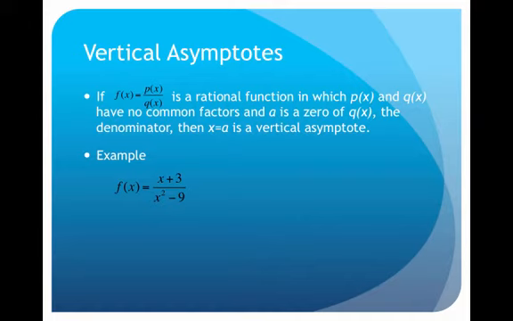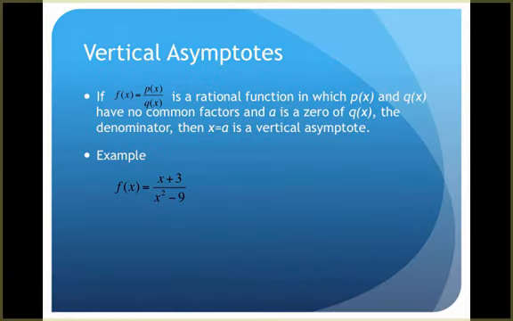If f of x equal to p of x divided by q of x is a rational function in which p of x and q of x have no common factors, and a is a zero of q of x, the denominator, then x equal to a is a vertical asymptote. So let's look at an example. In this function, we have f of x equals x plus 3 divided by x squared minus 9.